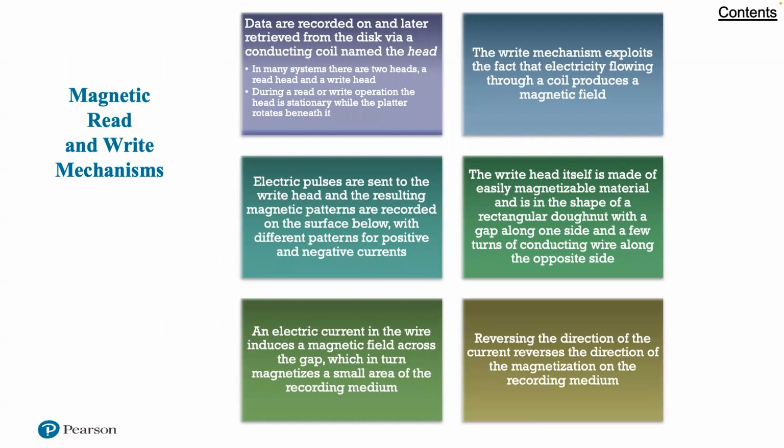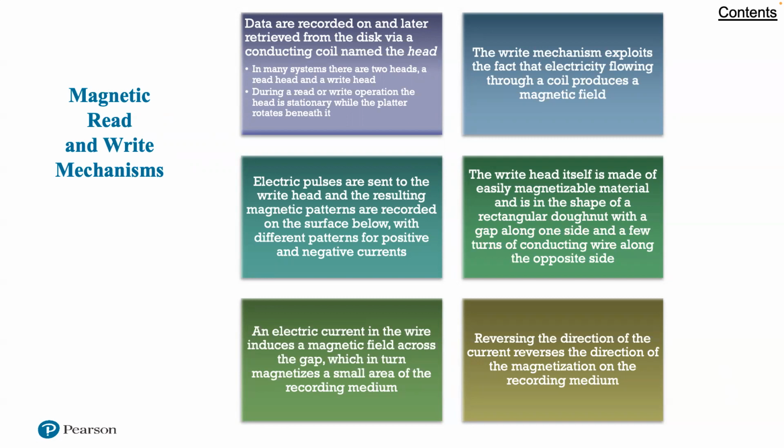So now let's think about the magnetic read and write mechanism. We'll give some overview here, and we'll have a couple of diagrams that show you some of the elements they had in the actual platter and how we actually put data onto those platters. Data are recorded on and later retrieved from the disk via a conducting coil named the head. In many systems, there are two heads, a read head and a write head. During a read or write operation, the head is stationary while the platter rotates beneath it.